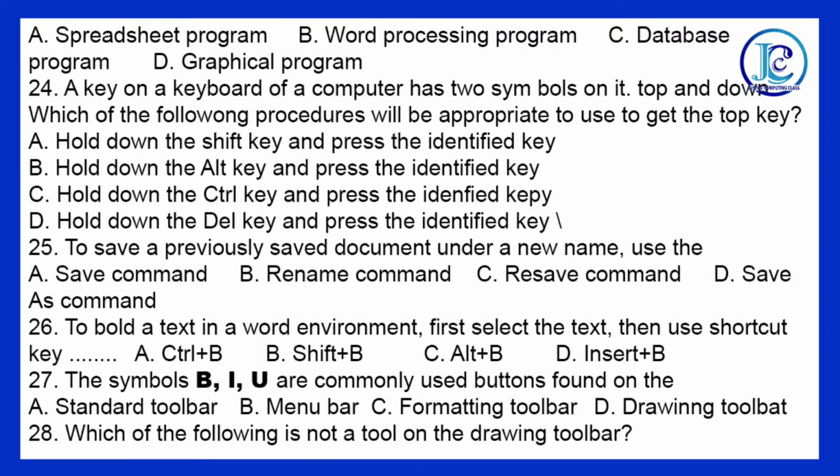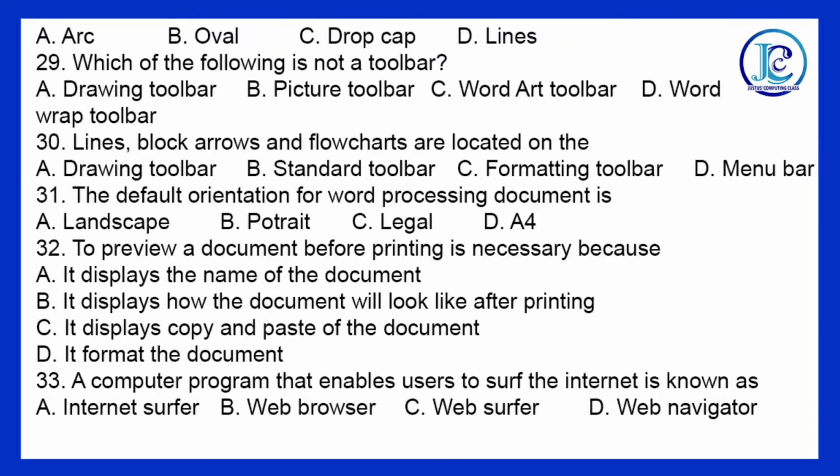Question 27. The symbols B, I, U are commonly used but found on the A. Standard keyboard, B. Menu bar, C. Formatting toolbar, then D. Drawing toolbar. Question 28. Which of the following is not a tool on the drawing toolbar? A. Arc, B. Oval, C. Drop cap, then D. Lines.